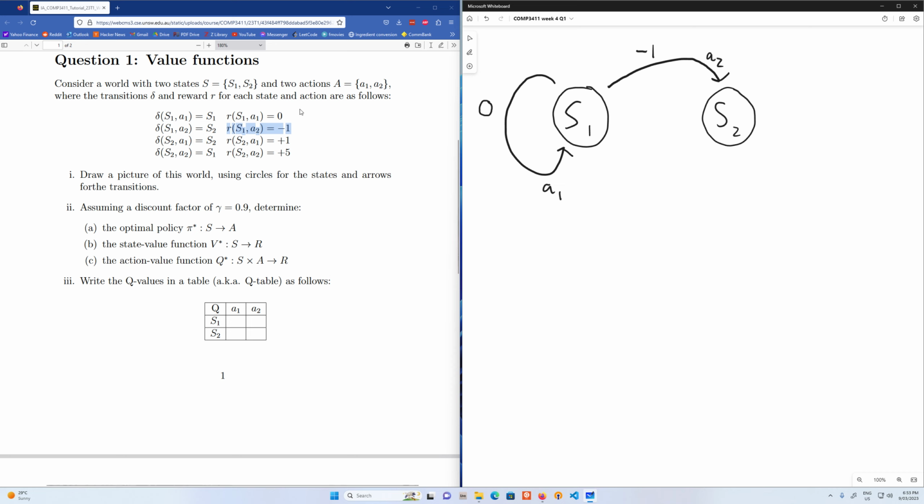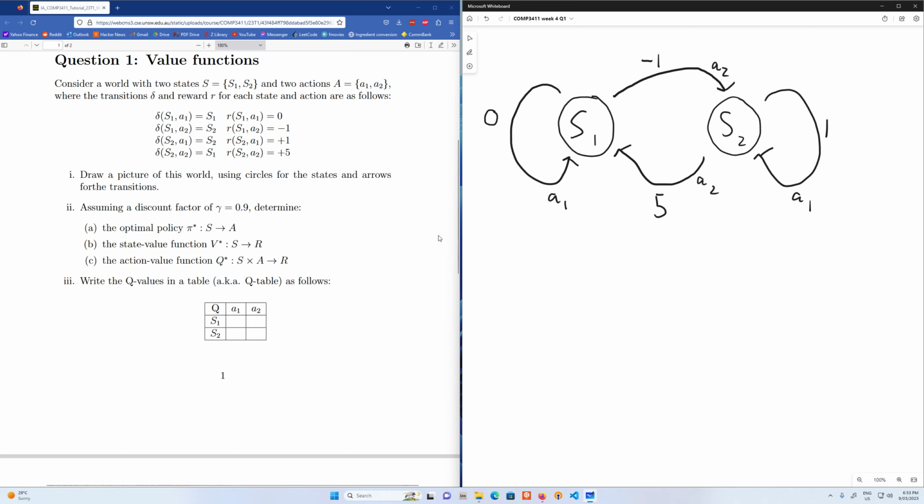So you can see how, given all of this information, it's pretty easy to get a picture of this world or any other world drawn up. I'll just go ahead and fill in the rest of the arrows. And there we have the picture of our world.